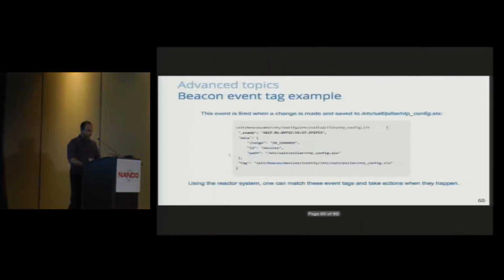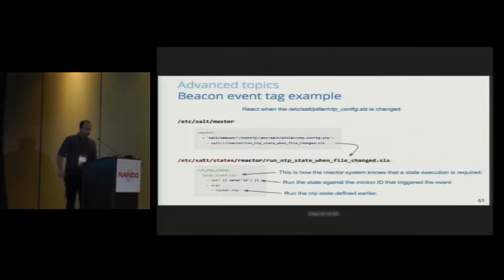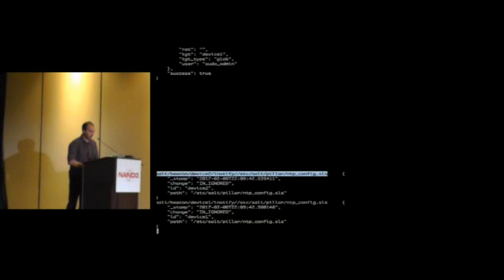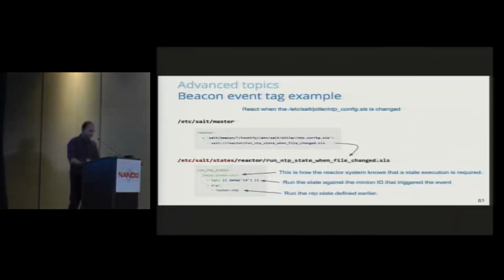Okay, we can go one step further. Using the reactor system we saw just earlier, you can identify all these jobs that have this ID. If we look here in the event, they have this ID, salt beacon, and then the device ID, inotify, and the path to the file.